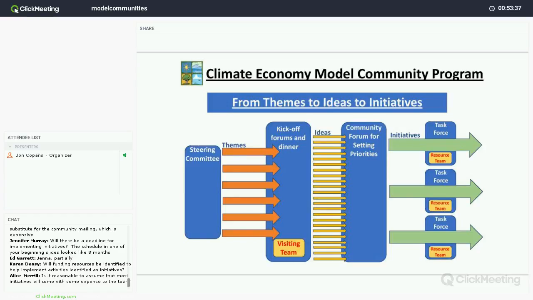There are also programs, as I mentioned, for homeowners and businesses, right? Efficiency Vermont obviously has great incentive programs. Green Mountain Power has a number of different innovative programs. So the shape of those programs and the support for those programs is really to be determined as we engage the community and as we identify initiatives that the community wants to take on.